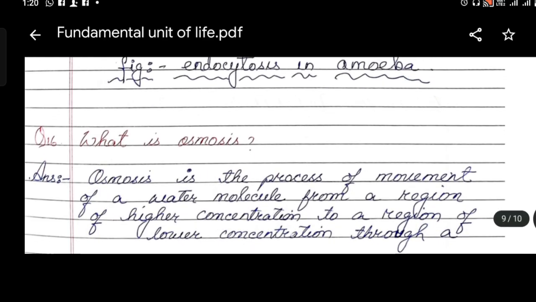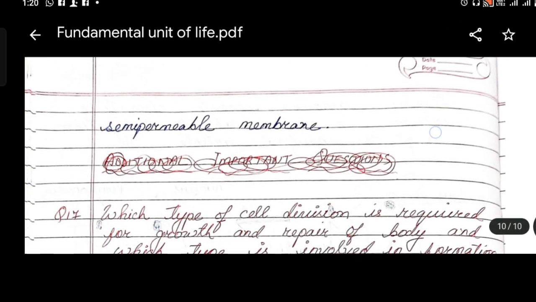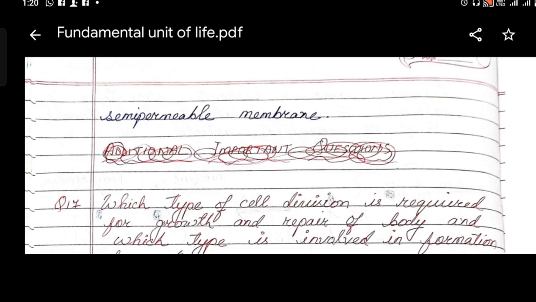Question number 16. What is osmosis? Answer. Osmosis is the process of movement of water molecules from a region of higher concentration to a region of lower concentration through a semi-permeable membrane.